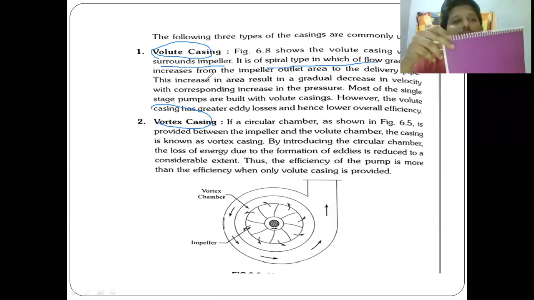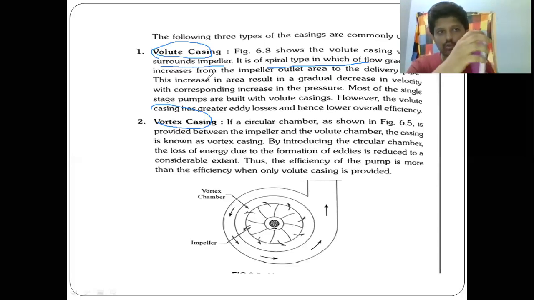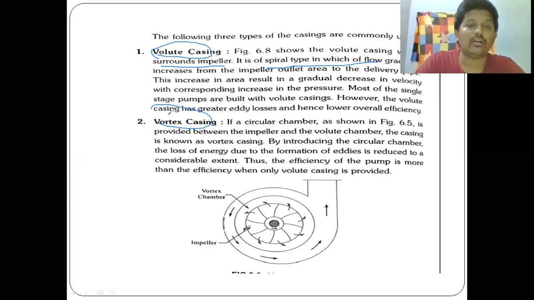Oh, this is our spiral part. I think you know the spiral thing. The casing will be in the form of a spiral, and we will have a gradual increase of water flow in the impeller. That means it is a spiral type in which flow gradually increases from the impeller outlet area to the delivery pipe.